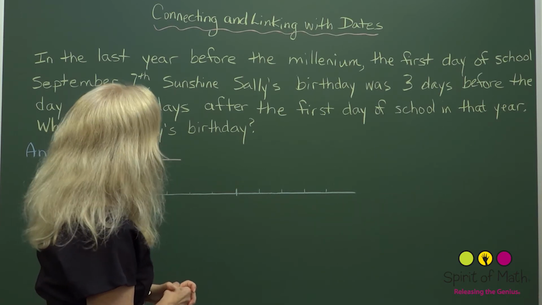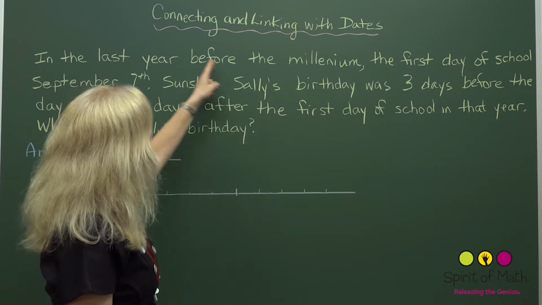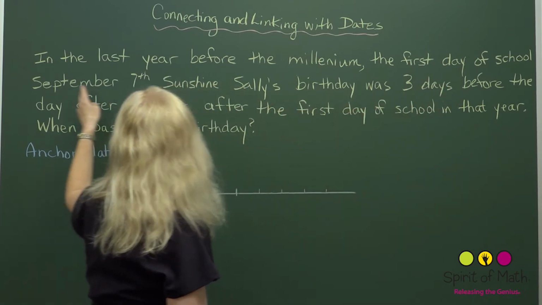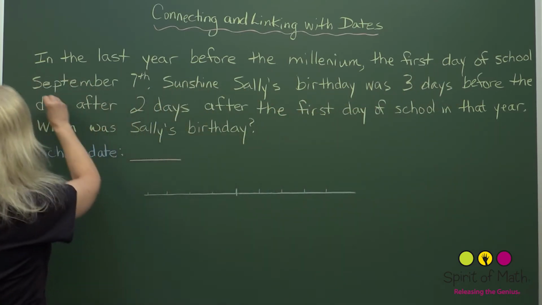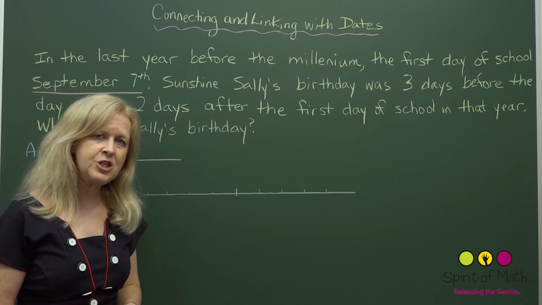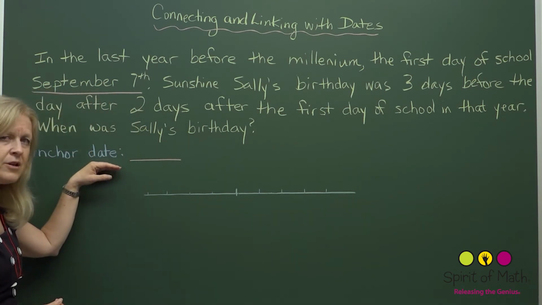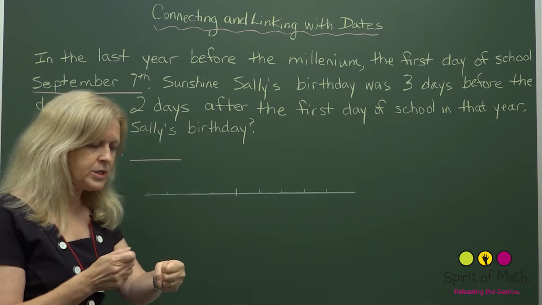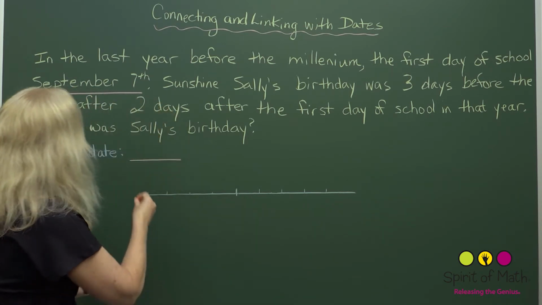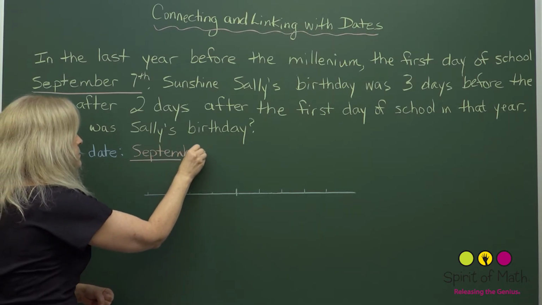Let's read this again. So first piece of information that's really important is it says the last year before the millennium. That's not really that important, but the part after is the first day of school was September the 7th. So you know a date, which is September the 7th. Everything will be related to that. So therefore, September the 7th is considered to be the anchor date. And remember, an anchor is where everything moves around, just like an anchor in a boat. So the anchor date, you know, is September the 7th.